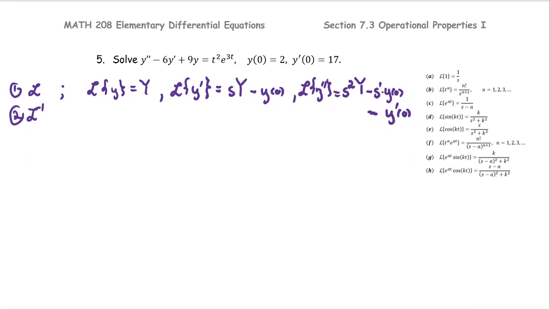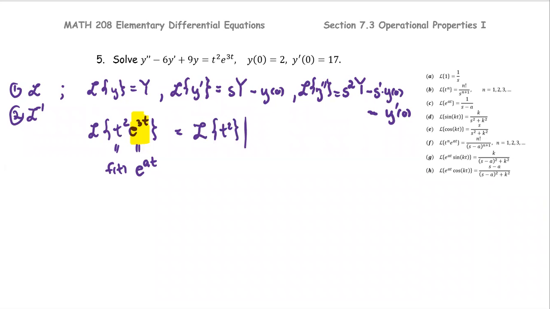And also, we're going to have to apply the Laplace transform of t squared e to the 3t. And this one has the exponential involved with the function. Basically, this is e to the power at, and this is the function f(t). Use the first translation theorem. It becomes the Laplace of t squared, where s translates to s minus a, which is s minus 3.